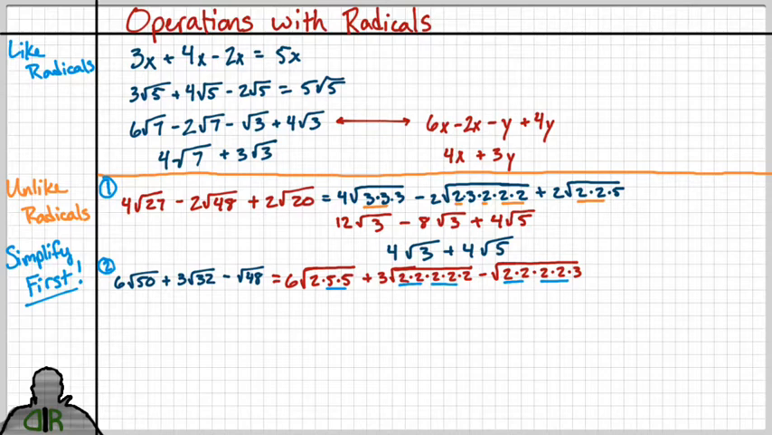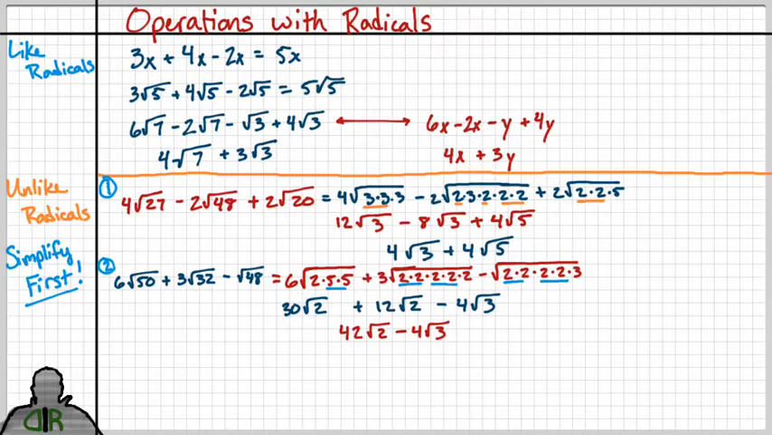Okay, once you've got those pairs, start extracting them, right? This pair of 5s can move out. Pair of 2s, pair of 2s, pair of 2s, pair of 2s. Okay, get those out of there. So now we have these simplified versions of each of the radicals. And do we notice if any of these are now like radicals? Well, yeah, we got the first 2 are like radicals. So go ahead and put those together. And there's your answer. Okay.